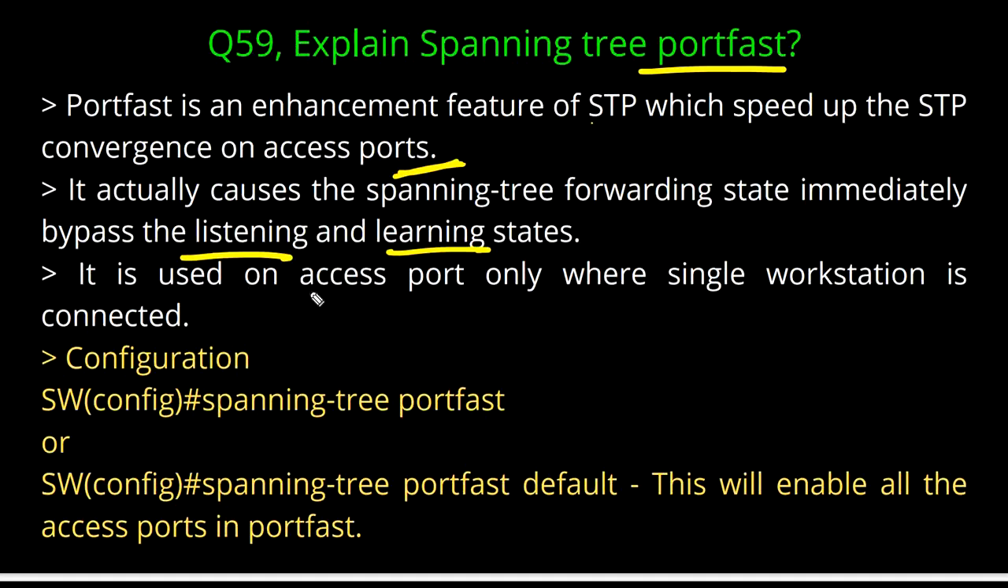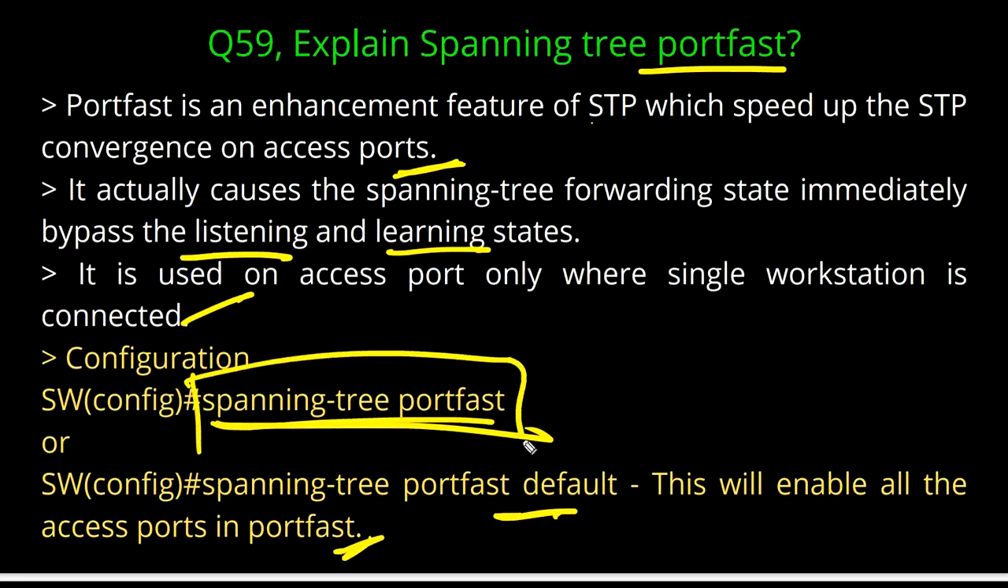It is used on access ports only, where a single workstation is connected, and the command is spanning-tree portfast. You can write this command on the interface. Or you can write this command to configure port fast on all interfaces, all access ports: spanning-tree portfast default. This will enable port fast on all the access ports, or this command will work on an interface.